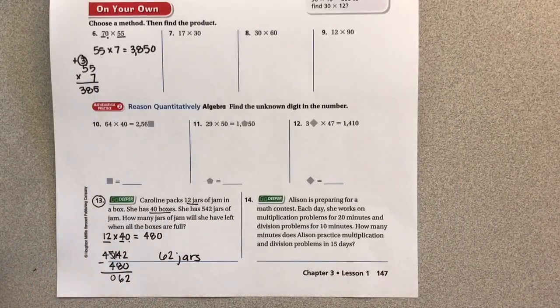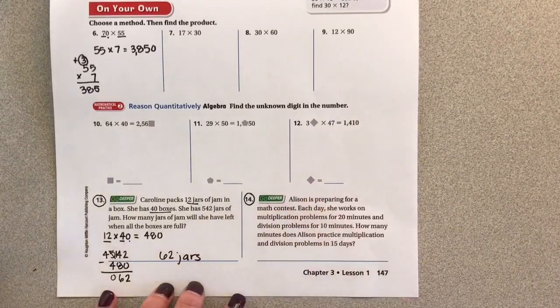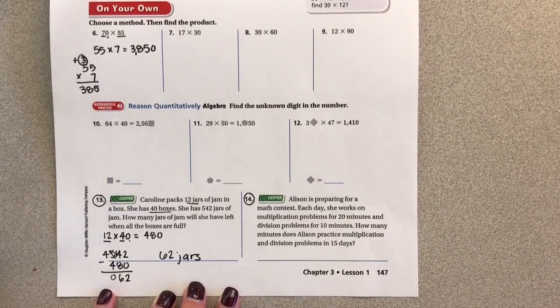The last question we're going to do on page 147 is number 14. It says Allison is preparing for a math contest. Each day, she works on multiplication problems for 20 minutes and division problems for 10 minutes. How many minutes does Allison practice multiplication and division problems in 15 days?